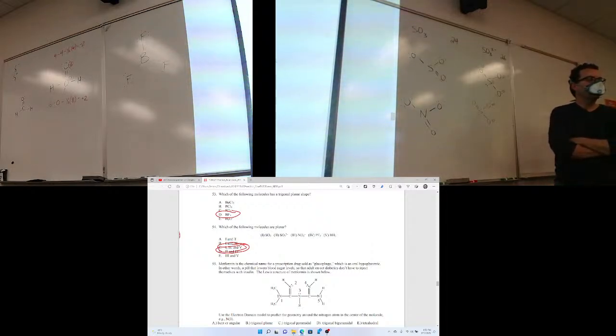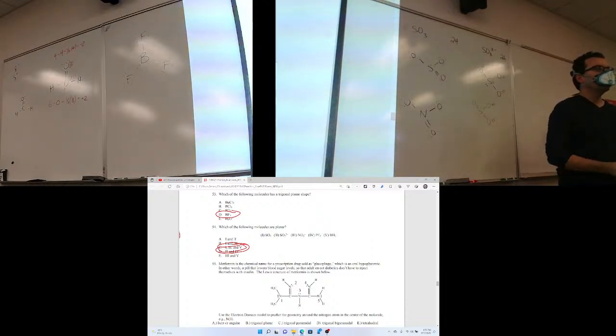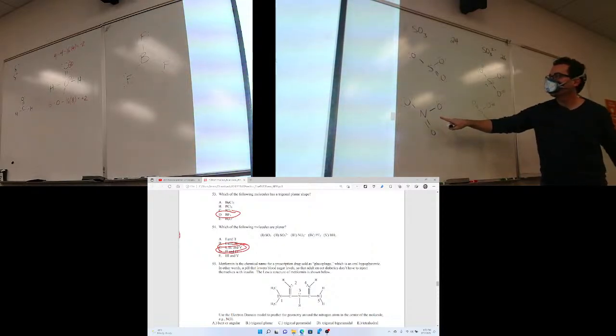You said planar can be like bent and linear, so if instead of SO3 it was SO2, that would be planar too, or no? Yeah, you could call that planar as well. Planar means just flat in the plane, like a shape that fits in the plane of a piece of paper. I'm just confused because it has a thing sticking out. I guess it wouldn't be 3D. Would it just mean not 3D?